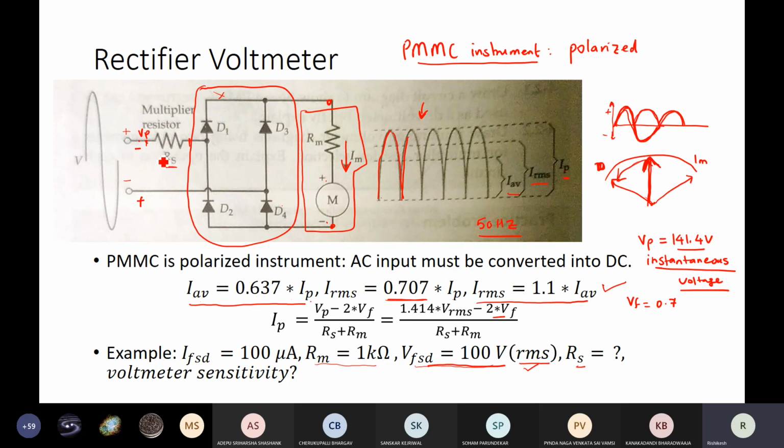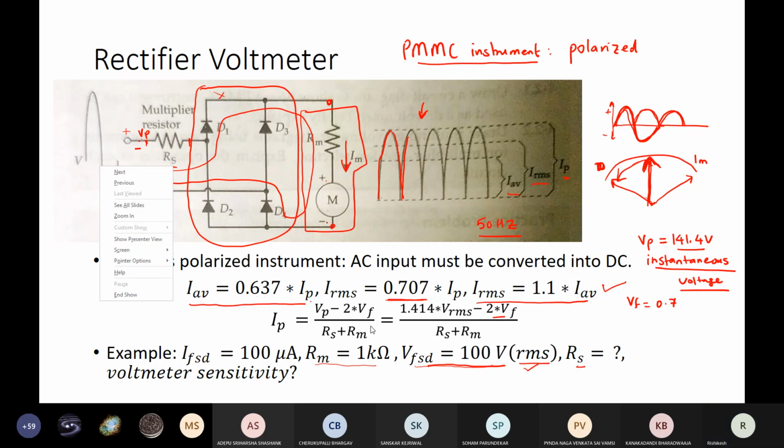the total current that will be flowing through this entire circuit, that is Rs, D1, this D4 and out. So the peak current can be calculated from the supply peak voltage minus the voltage drop across the diodes, divided by the total resistance. What is the total resistance? It is the series connected resistance Rs plus Rm. So that is my peak current. How much is this peak current? Can someone tell? So 141.4 minus 1.4 volts divided by Rs plus Rm.